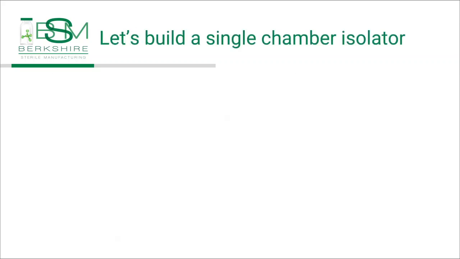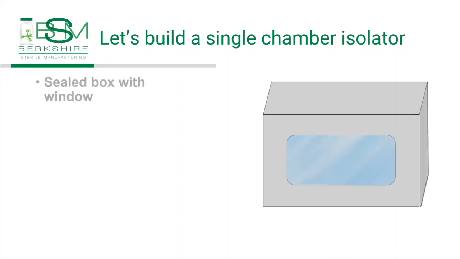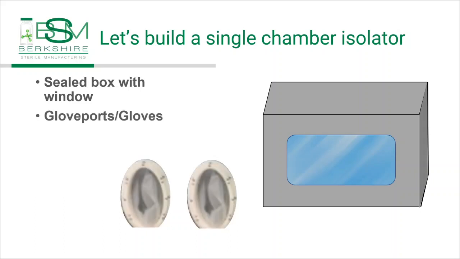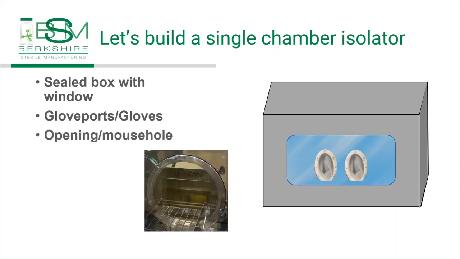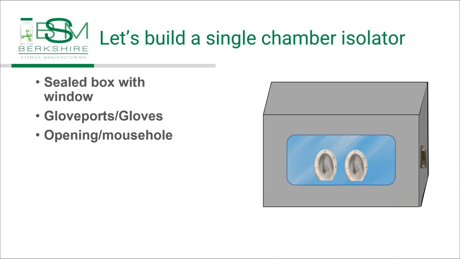Okay, let's build a simple single chamber isolator. So what we need is a chamber. It's basically a sealed box with a window, which you see here on the right. And then we need to add to it some glove ports so the operators can get into the chamber and perform the tasks they're supposed to. So we'll put a couple glove ports right in the front here. Then we need an opening or a mouse hole, a way to get materials in and out of the isolator. So let's put that over here on the side of the isolator.